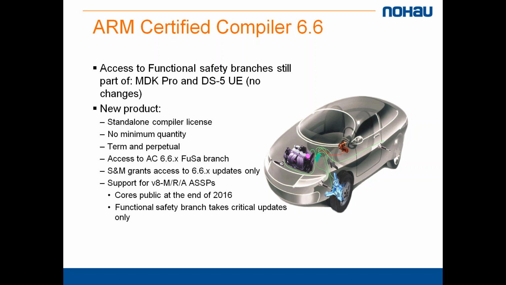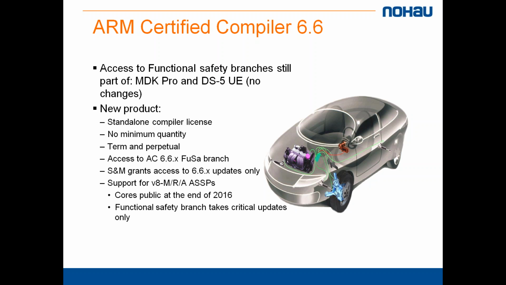So this is for those of you who are looking to do functional safety projects. If you use the certified compiler, then you don't need to qualify it when you qualify your product. The compiler and the tool chain have already been qualified. The business model is the same: it's part of the MDK Pro and the DS5 Unlimited edition. No change there. But we have also added a new product. ARM Compiler 6 can now be bought as a standalone product.